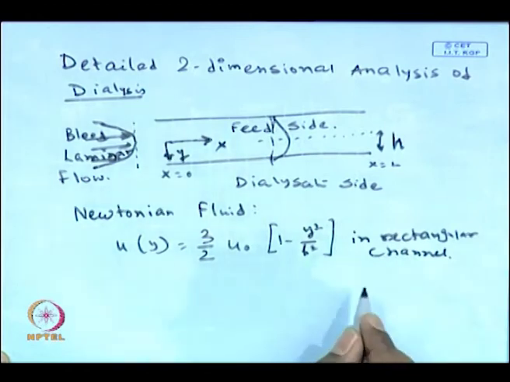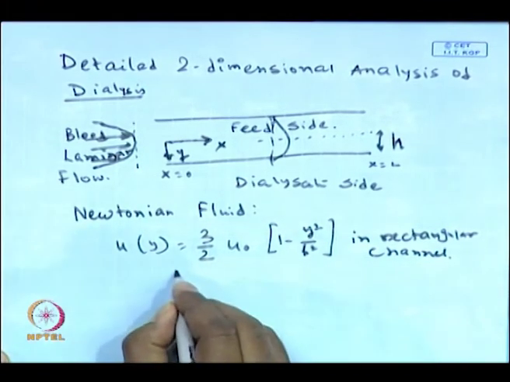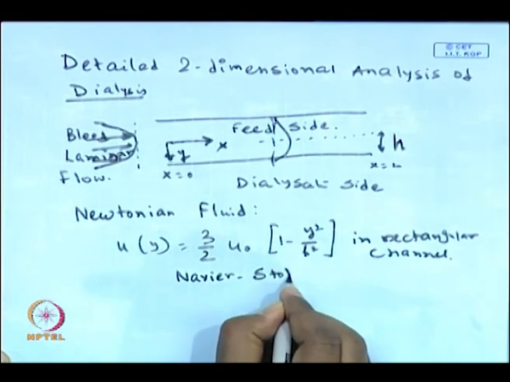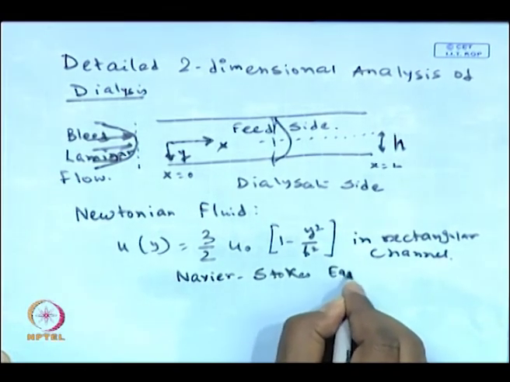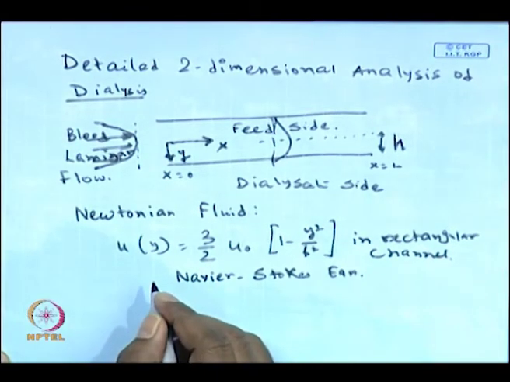So, let us say small h is the half height of the channel, okay, and y is at the middle plane. So, this comes from the Navier-Stokes equation, solution of Navier-Stokes equation or equation of continuity. Okay. And we also assume that the channel width is very large compared to the channel height, okay, and mass transport is therefore two dimensional.